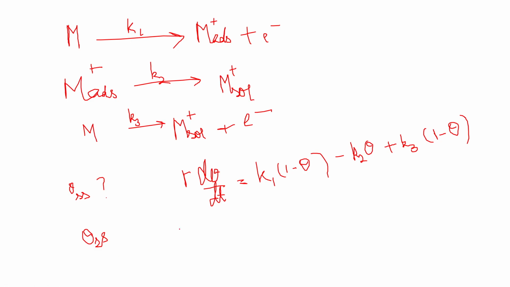How to find out theta SS? Put d theta by dt equal to 0. Yes, we'll equate this to 0. Okay. So what will K1, K2, K3 and all become?